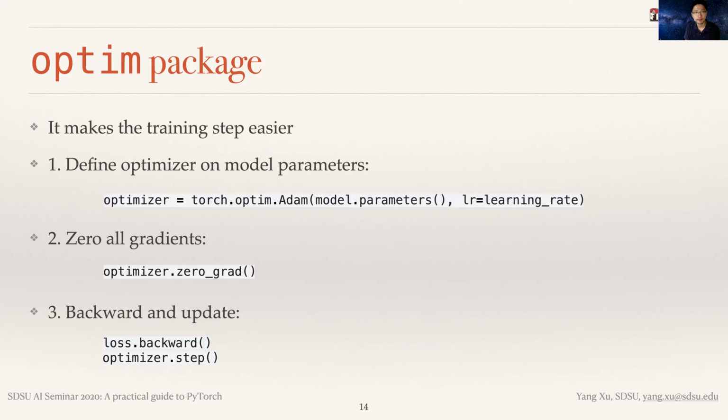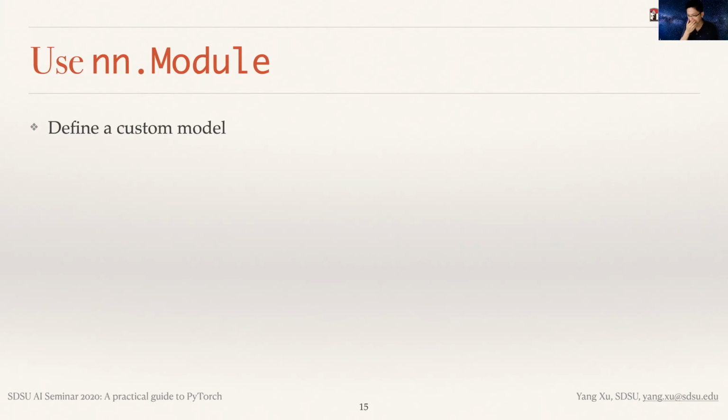Okay, and that's one example using the NN module to define a very simple neural network model. But we know that nowadays the models are huge ones, and we need a more flexible way to define and adjust models. So that's why we need to use the NN module in a more custom style.